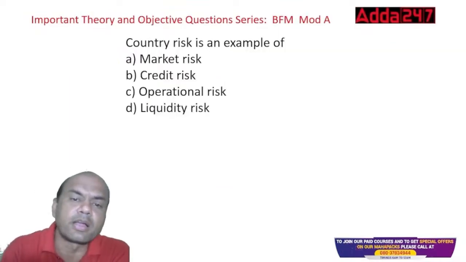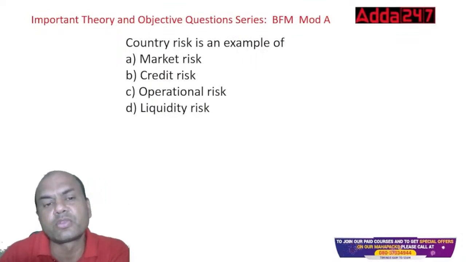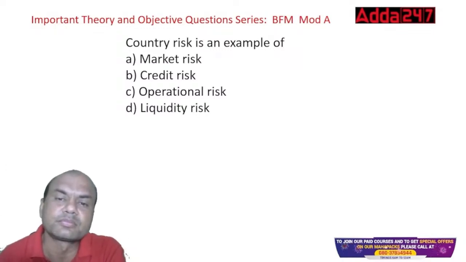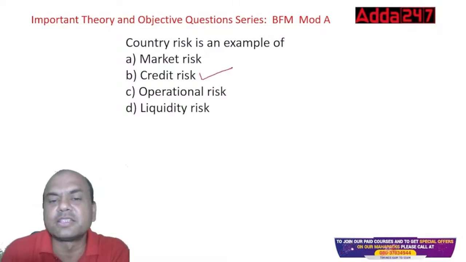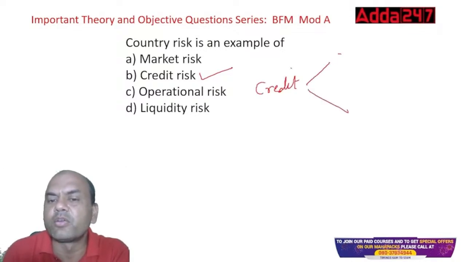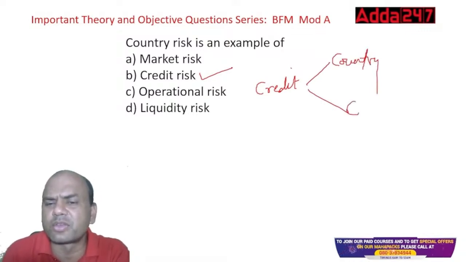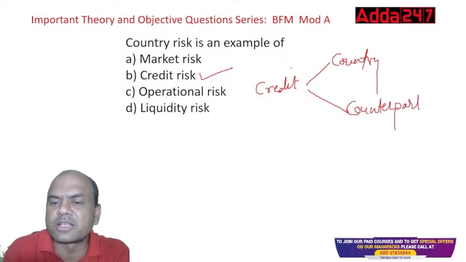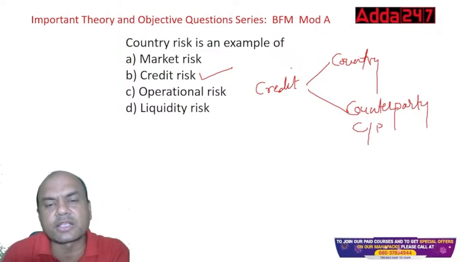Country risk is an example of market, credit, operations, or liquidity risk? So country risk is an example of what? It is a part of credit risk. See here, credit risk always is of two types. Always remember this, two types. One is country and second is counterparty. I'll write it in full because many students might not understand this. The short form of this is CP. So country risk and counterparty risk. Credit risk always has two parts.